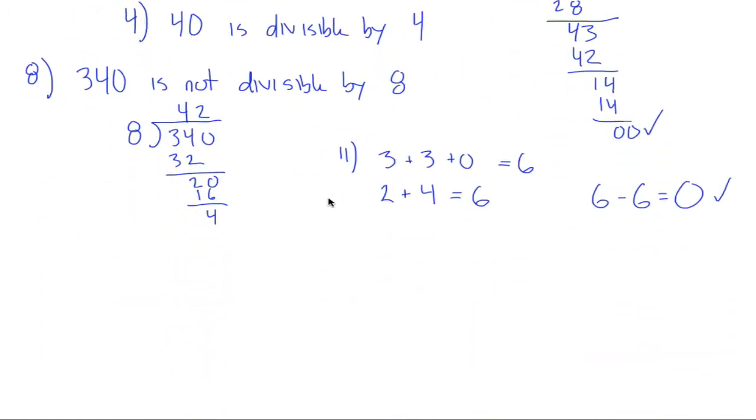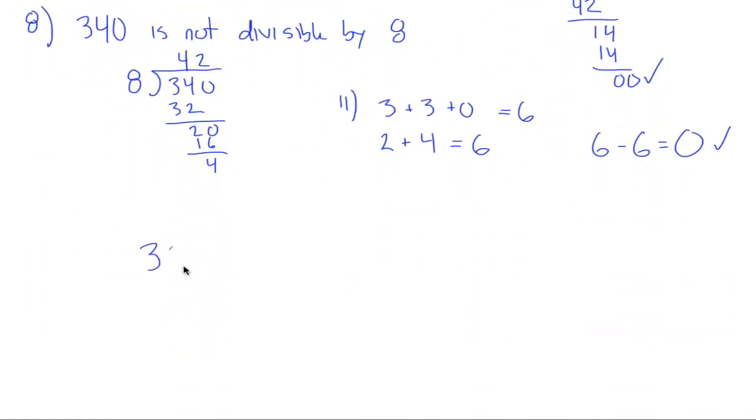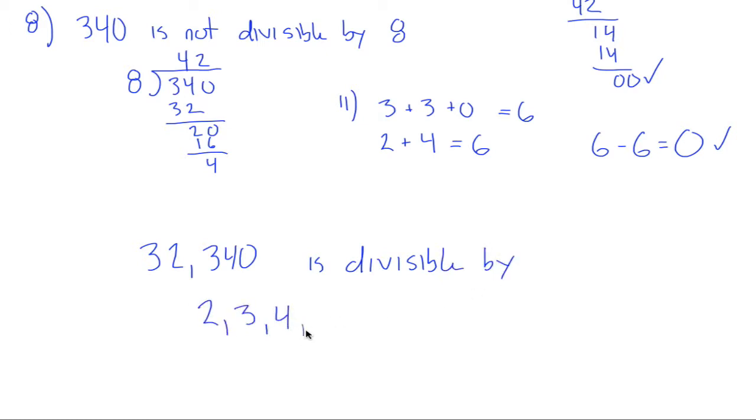So our final answer would be this number is divisible by all of these except for 8 and 9. In other words, 32,340 is divisible by 2, 3, 4, 5, 6, 7, not 8, not 9, 10, and 11.